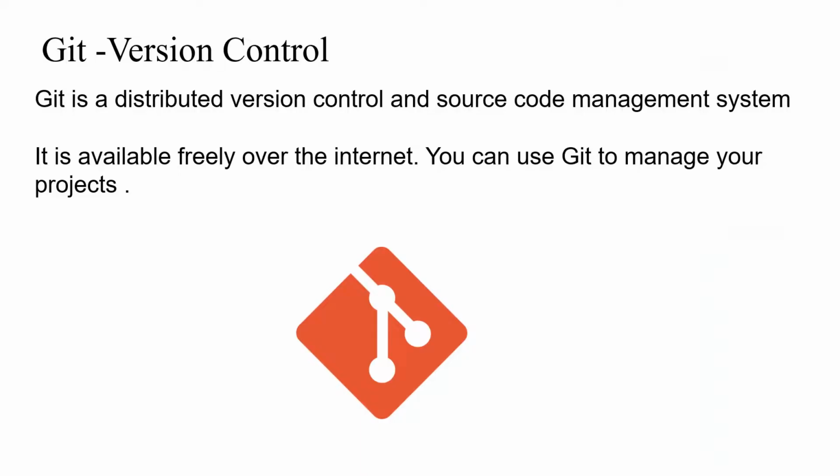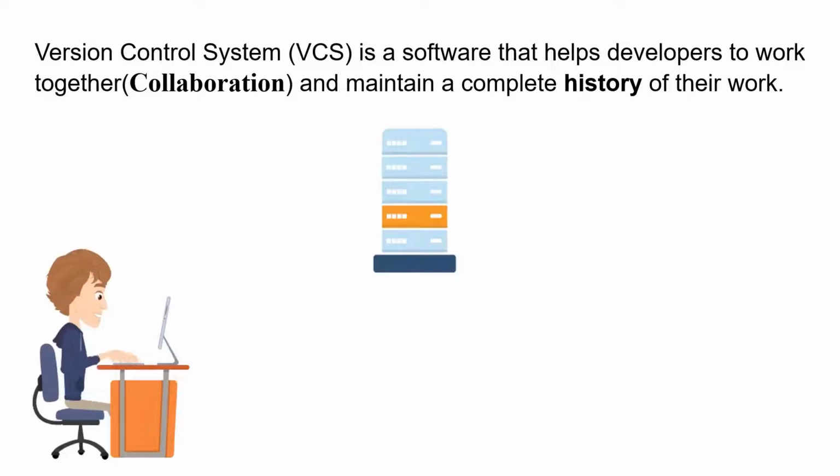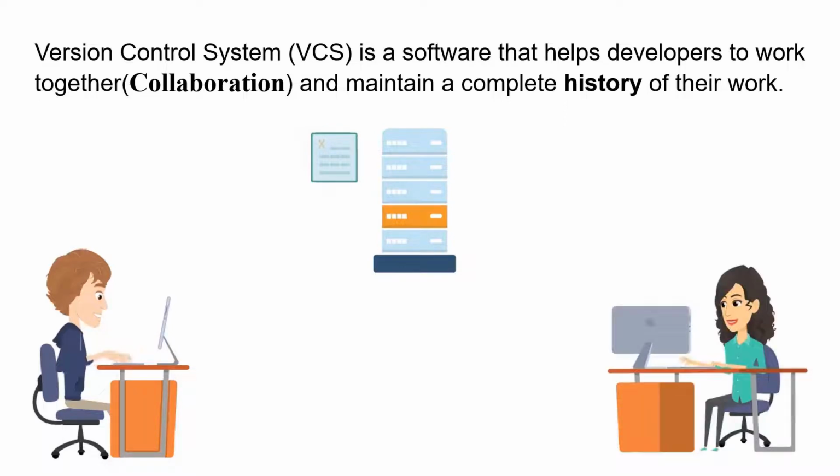Git is a distributed version control and source code management system. We will see what is version control system and its types in detail now. Version control system is software that helps developers to collaborate and maintain a complete history of their work. Let's say, for example, you have multiple team members making multiple changes. They should be able to work together in parallel without overwriting each other's changes. And also we need to maintain the history of their work. That is where the version control system comes into the picture.